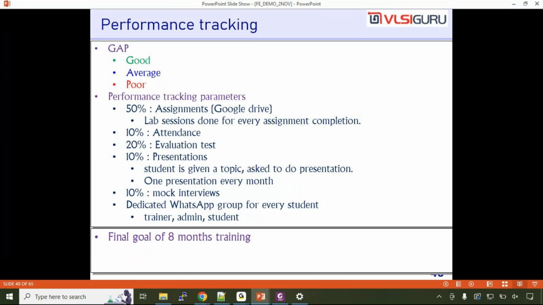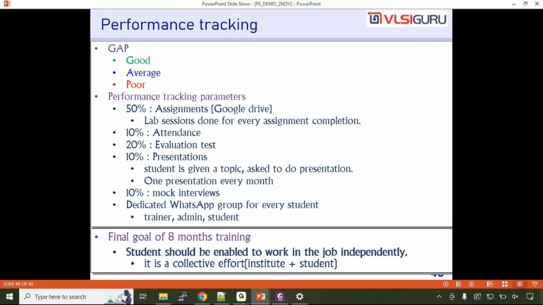What is the final goal of 8 months of training? The student should be enabled to work in the job independently. This is the goal actually. What is the goal? Student should be enabled to work independently. Work in the job independently means what?